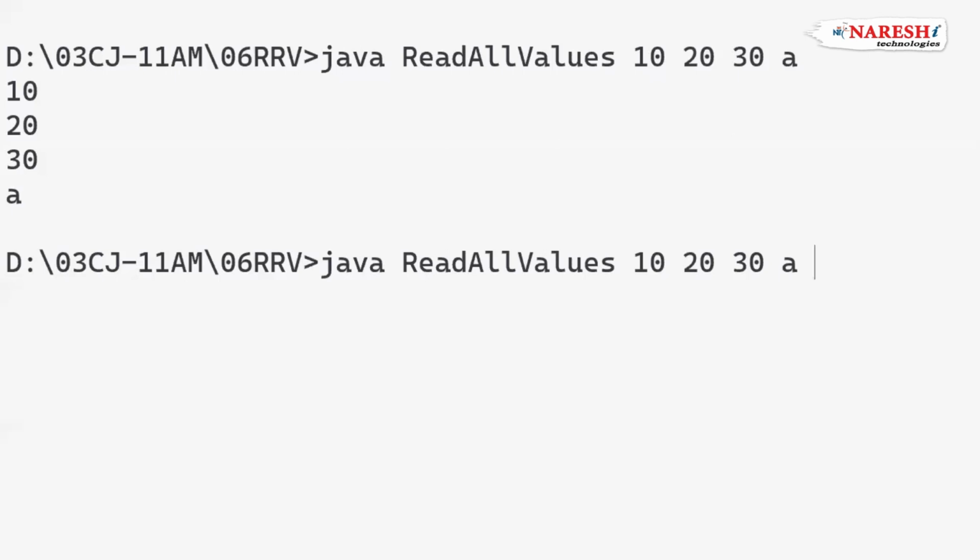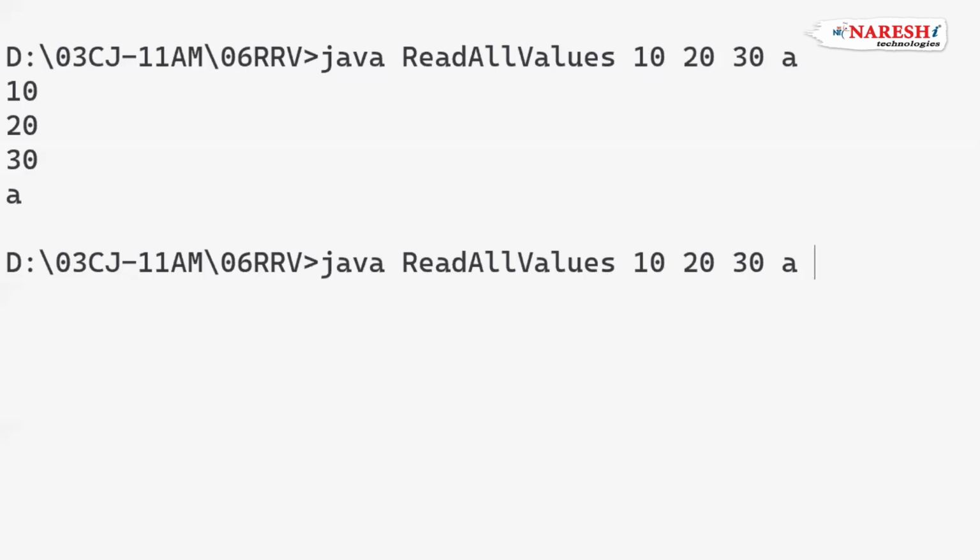If I pass more values, what happens? Wait, how many values am I reading? 3 values in the program, and 3 values you are passing. An extra 4th value comes. Will it come to the main method? Yes. Am I reading it? No. The 4th value is passed to the program, but we are not reading it. It is just ignored.